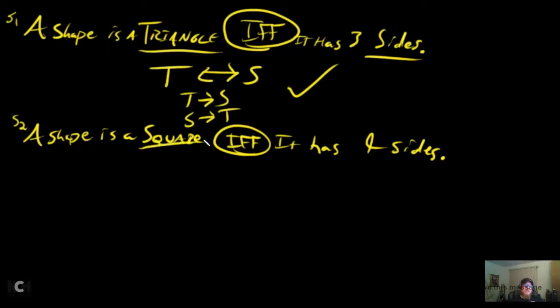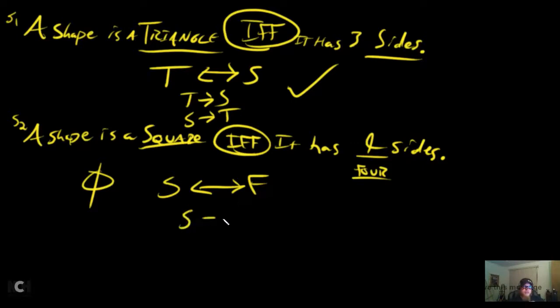Let's take a look at this one. A shape is a square if and only if it has, and I'm going to say 4 here, so we'll do F for 4, if and only if it has 4 sides. So let's take a look at this one. I'm going to go ahead and say it's false, but this one would say you've got a square if and only if you have 4 sides. Here's the problem. If you've got a square, does it have 4 sides? Does that check out? Yeah, that one does. If you've got a shape that has 4 sides, is it a square?